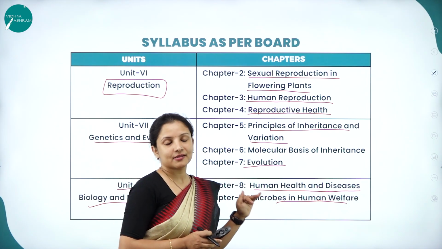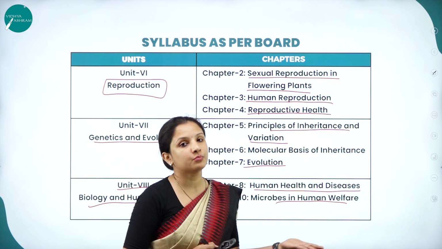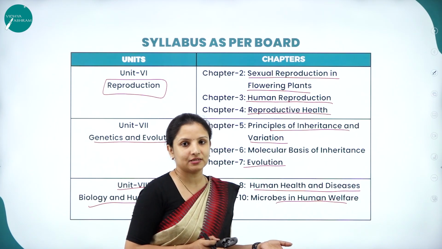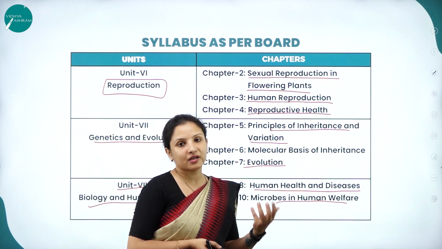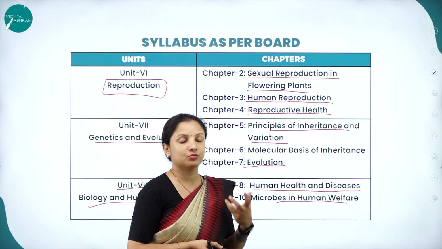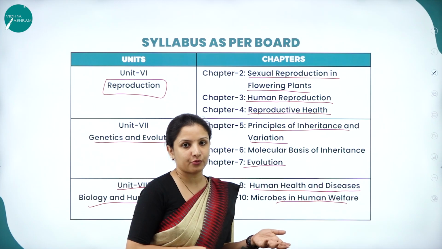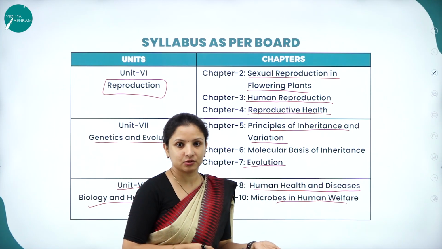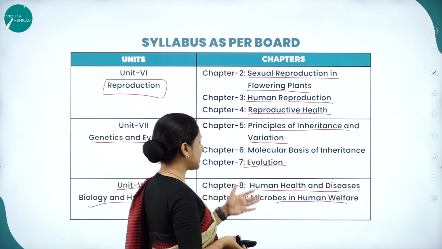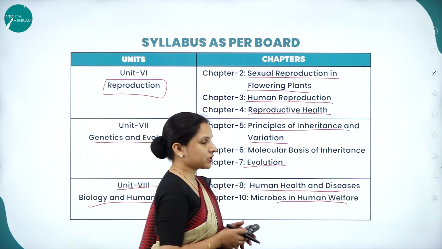Under chapter 10, we learn about microbes in human welfare. It is entirely dedicated to the good microbes. So we have lactobacillus and all that, which are very important for human beings. Various microbes are of great industrial or commercial importance. Yeast is one example. About all that, we'll study under chapter 10.